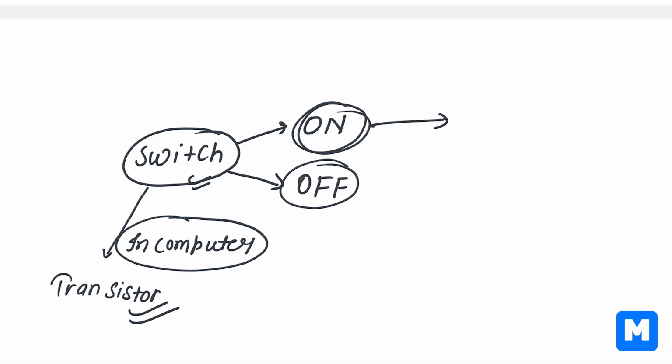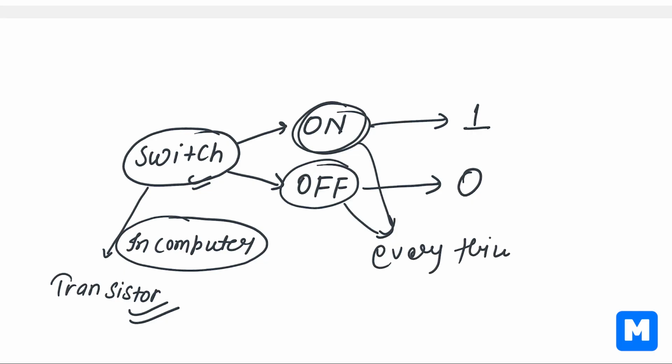On means current or signal is flowing through it, so on in digital electronics becomes 1. Off means there is no signal or current passing through it, so off in digital electronics means 0. And this combination of on and off makes up everything that you do in a system.